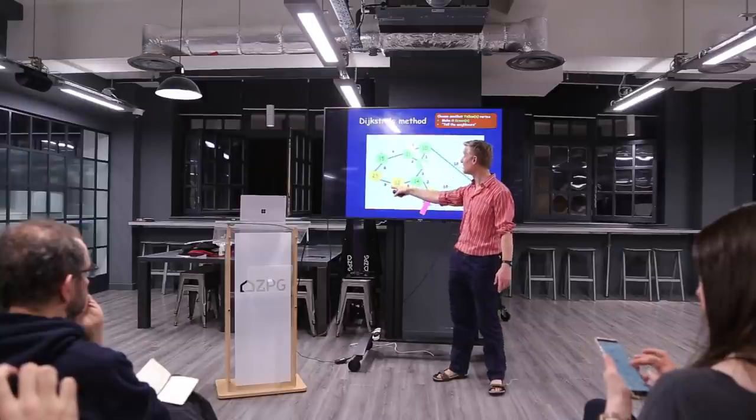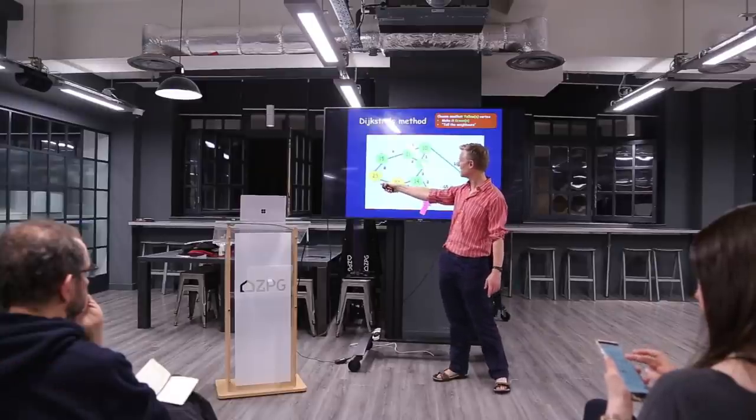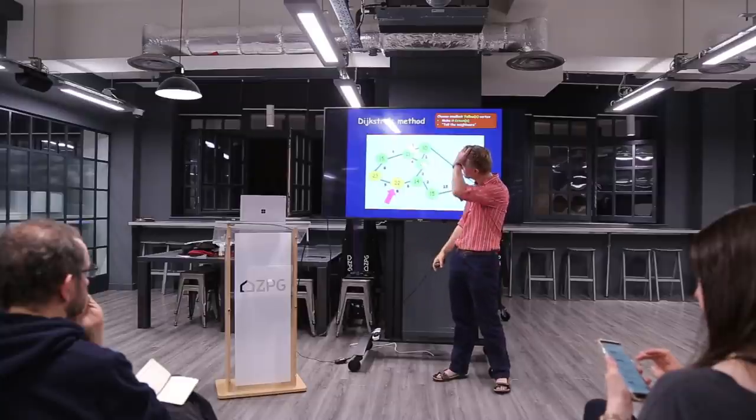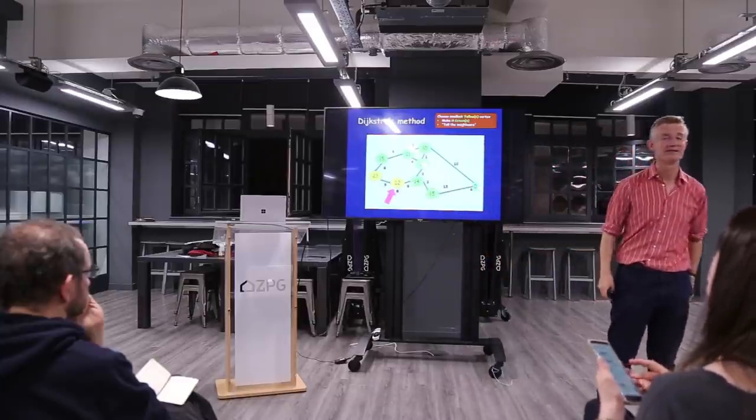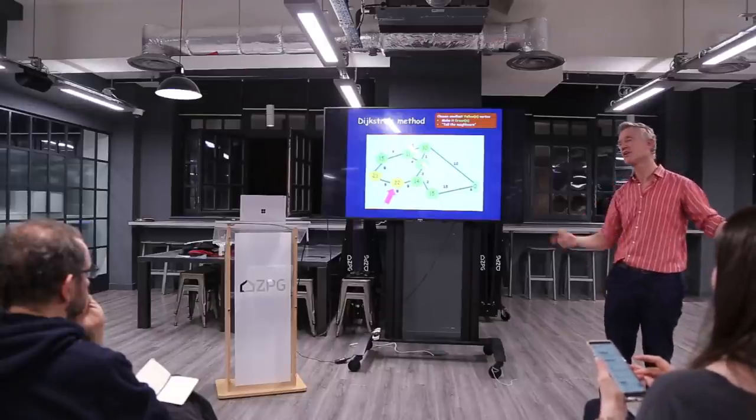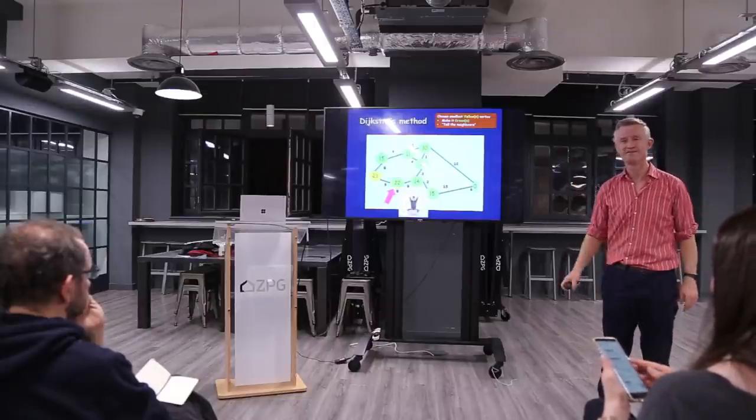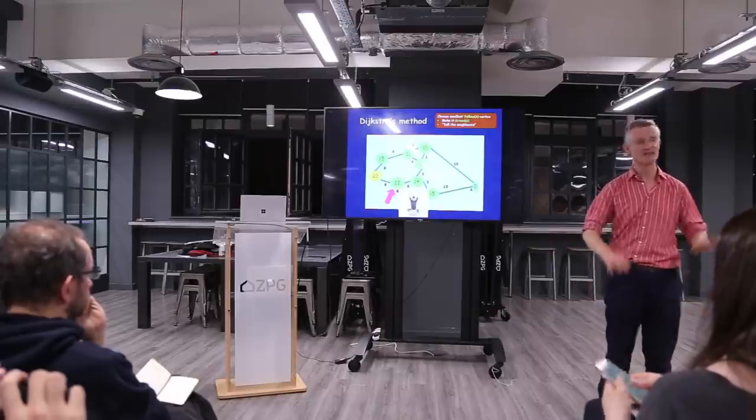And now what are we going to do? Now he's the smallest one, right? He's the smallest yellow node. B is the smallest yellow, so we can turn him green. And we've won, right? The shortest path of 22. That's how the algorithm works.